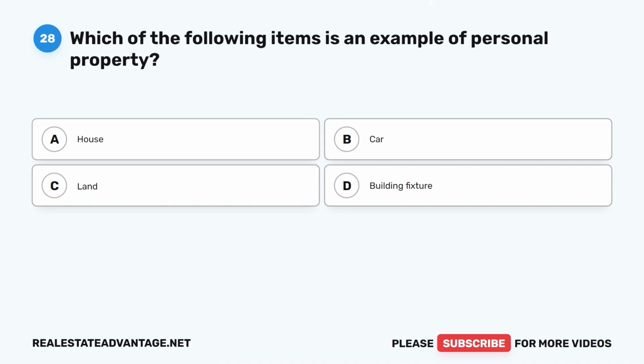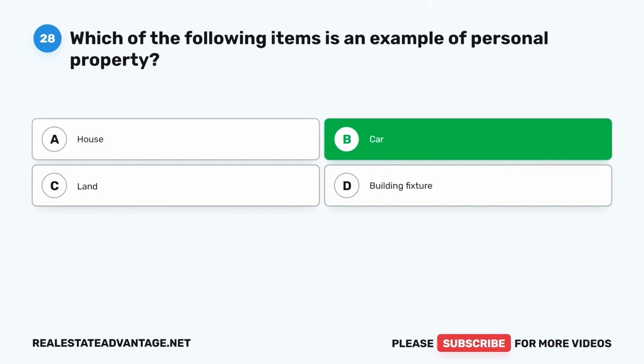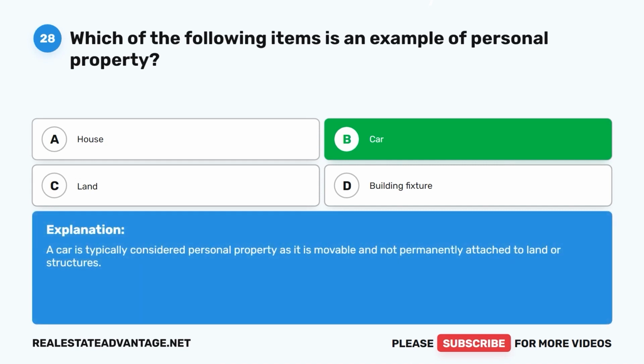Question 28. Which of the following items is an example of personal property? A. House. B. Car. C. Land. D. Building fixture. The correct answer is B. Car. A car is typically considered personal property as it is movable and not permanently attached to land or structures.